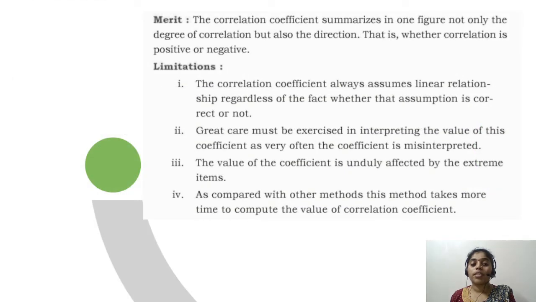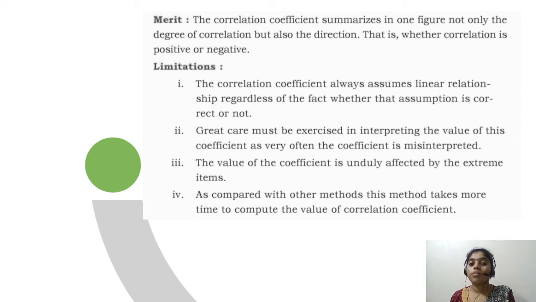Next come to the merits and demerits. What are the merits of the correlation? The coefficient of correlation summarizes in one figure not only the degree of correlation but also the direction. Here in this method we can estimate the direction and also the degree of correlation, that is, whether the correlation is positive or negative.